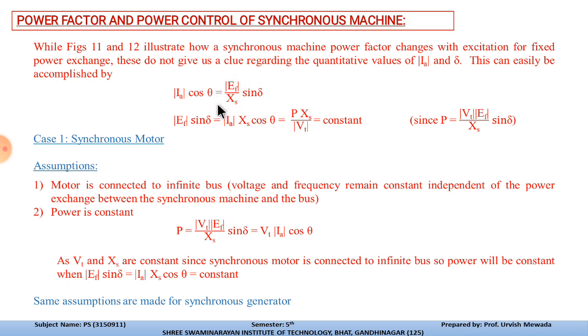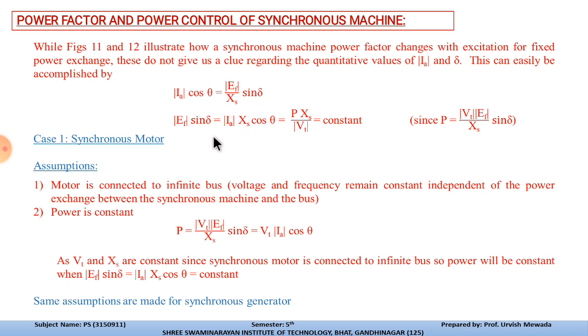In the impedance diagram we can write I is equal to V by Z, but here we have negligible rotor resistance and resistance of the synchronous machine. That's why we are neglecting the resistance of the synchronous machine. We are considering only the synchronous reactance of the machine. So instead of V by Z, it is E by XS, and delta is the power angle.